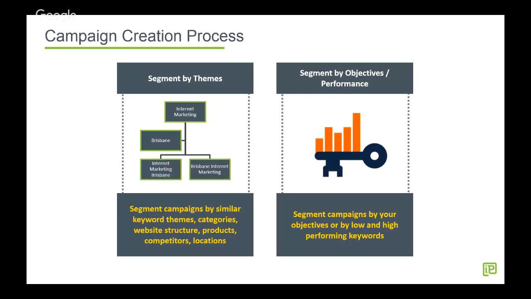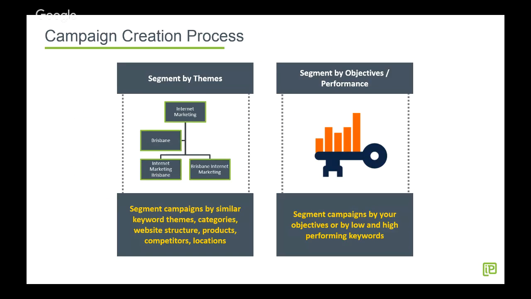There are quite a few ways that you could look to structure a campaign. I'm not going to touch on all of them today. The two key ones which I would suggest are segmenting your campaigns by themes or segmenting your campaigns by objectives or performance. We can't really touch on the objectives and performance side today as we're not using real data, but essentially that would refer to having a group of high performing keywords that were driving a lot of revenue for your business at a low CPA. You might want to take them out, put them into their own campaign and isolate them.